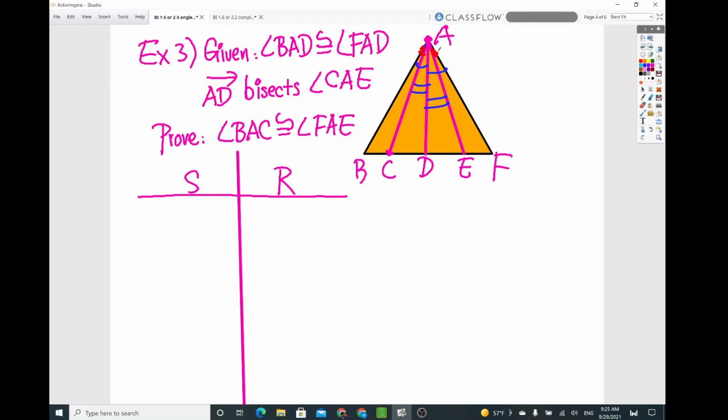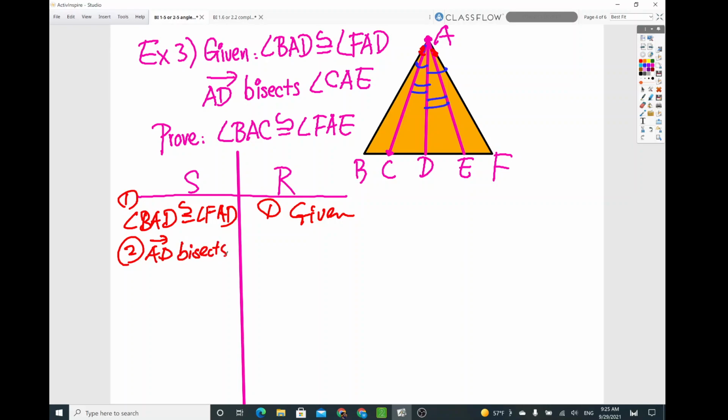So basically what we can do here is start with the given. Angle BAD is congruent to angle FAD, given. Since we know that these two angles are congruent, another thing that we notice is AD bisects angle CAE. Again, this one is also given. Anytime you see a ray bisects an angle, that means we'll come up with two congruent angles automatically.